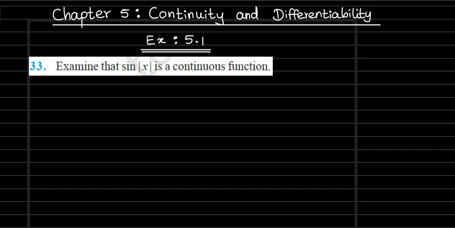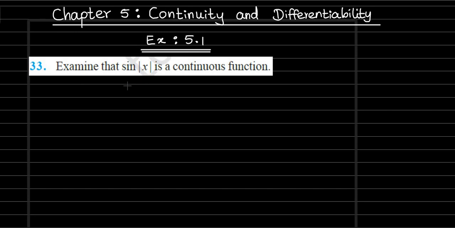Examine that sine modulus of x is a continuous function. So they're asking us to examine whether the given function is continuous or not. If you notice here, the given function is a combination of two different functions: one is sin x, the other is modulus of x. We know that one property of continuity is that the combination of two continuous functions is continuous. So individually, we are going to prove sin x is a continuous function and modulus of x is a continuous function. Then the combination of the two continuous functions, that is sine of modulus of x, is continuous. This is how we are going to prove the solution.